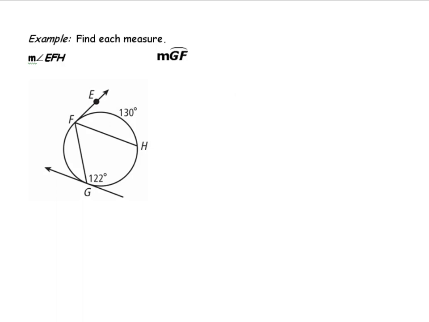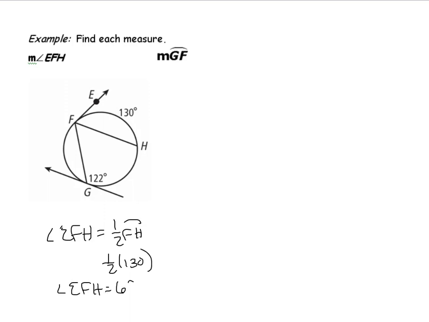So let's do an example. I want to find angle EFH. Here's my tangent. Here's the chord. The theorem just said the angle is going to be 1/2 the arc it intercepts. So angle EFH is going to equal 1/2 of the arc FH. Well, I know this is 1/2 of 130. So angle EFH has to equal 65 degrees.